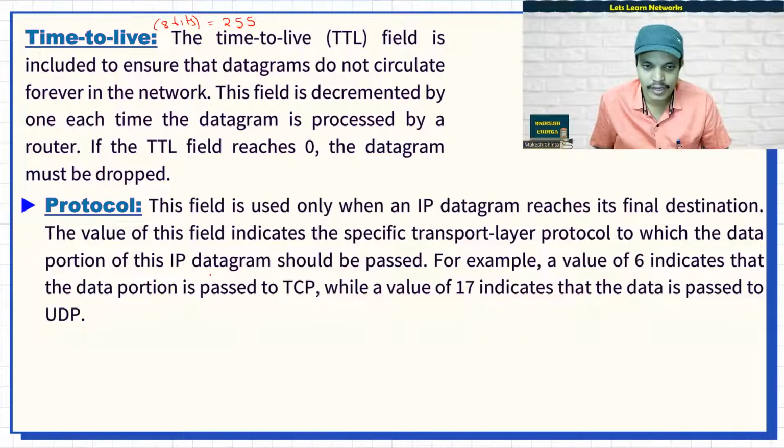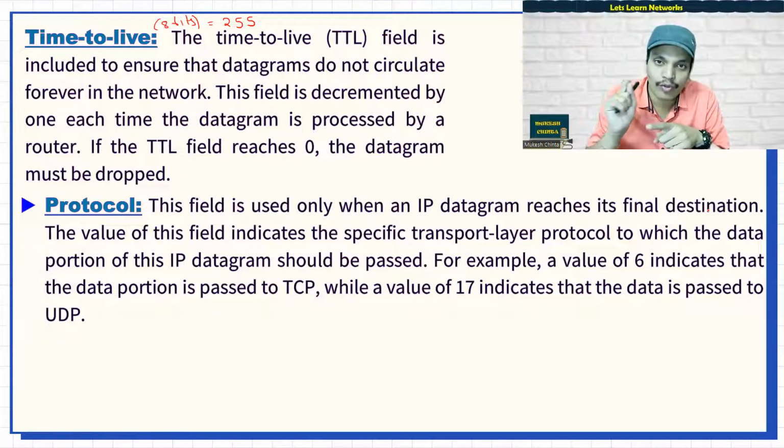Next comes the protocol field. This field is used only when an IP datagram reaches its final destination. As I told you, the receiver's network layer has to accept the packet, analyze it, check for any errors if the checksum is used, and then forward it to the transport layer. In the transport layer, there are two protocols. One is TCP and the other is UDP. So to which transport layer protocol must the received packet be delivered? That is an issue. For that purpose, we included a protocol field, which tells the receiving network layer which protocol to hand it over to.